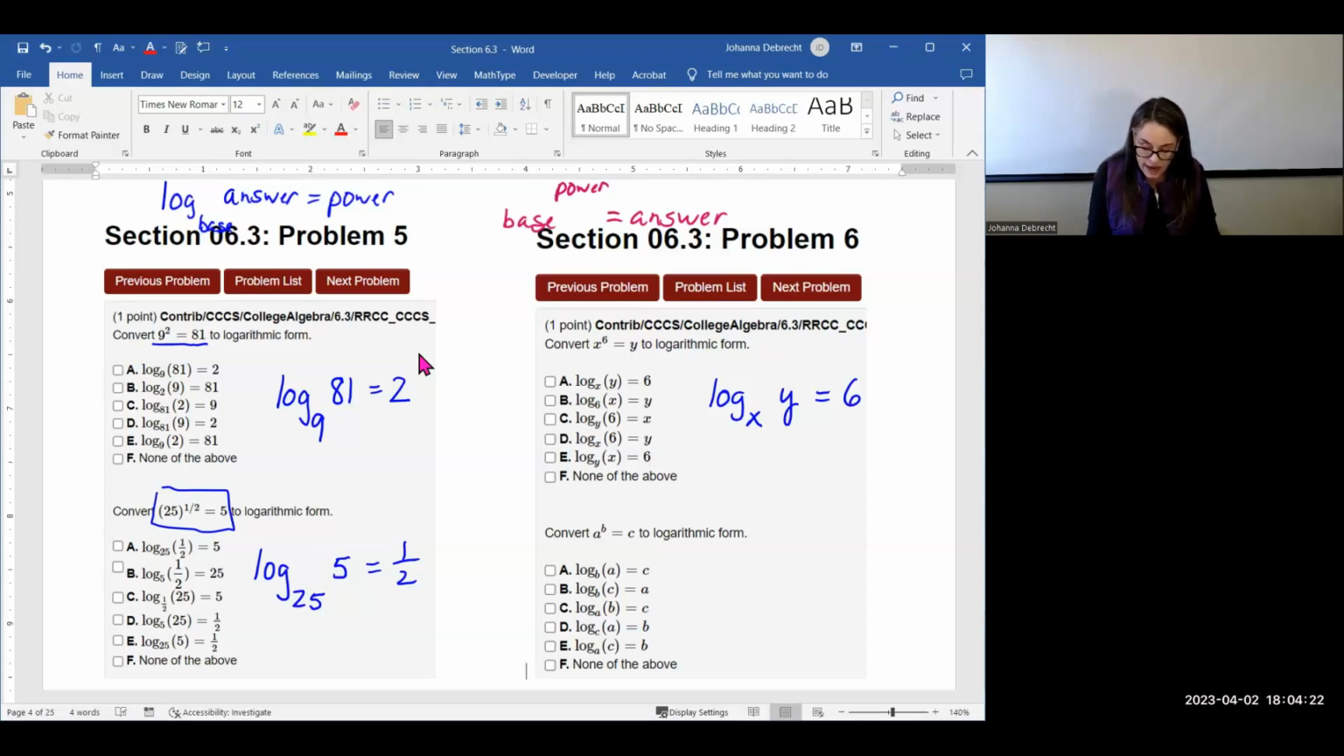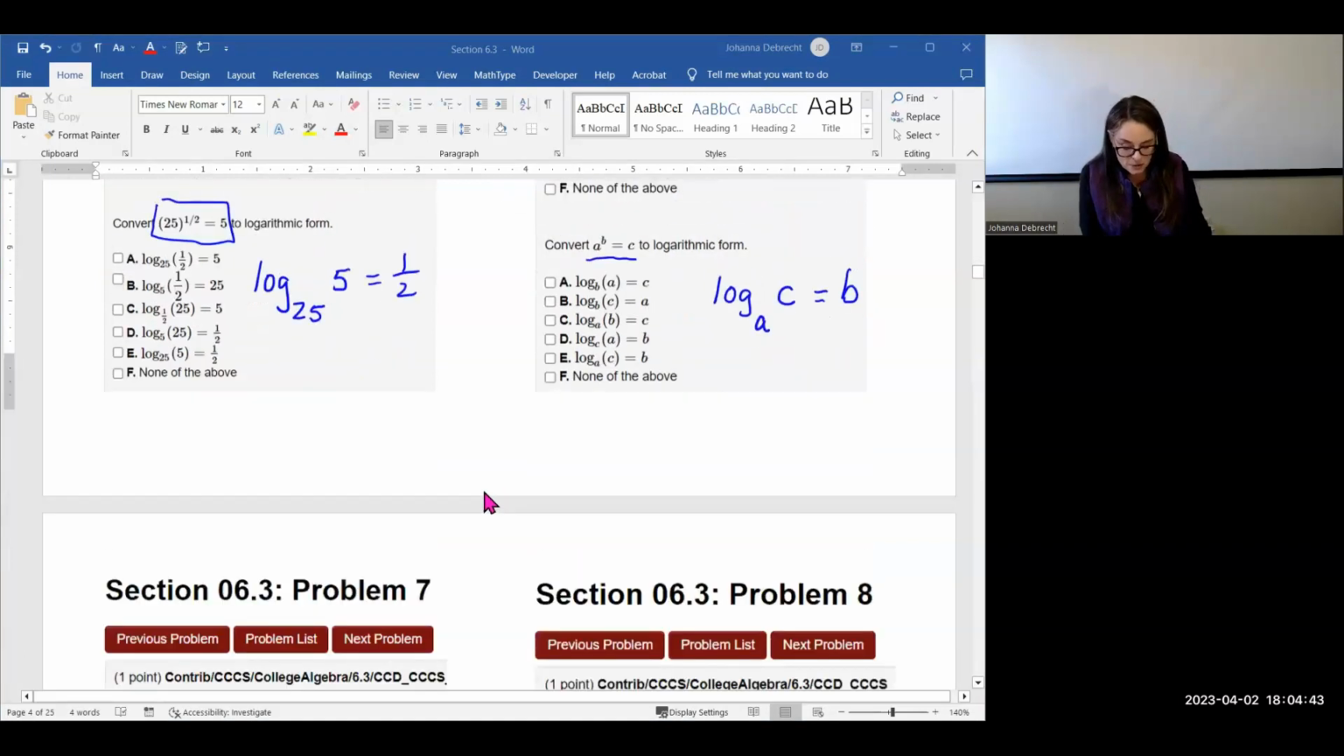Now we can convert a to the b equal to c. So our base is a, so we have log base a. The answer was c in the exponential, and the power was b. So hopefully this is making sense to you, and you'll be prepared to do some of these on your own in just a few minutes.